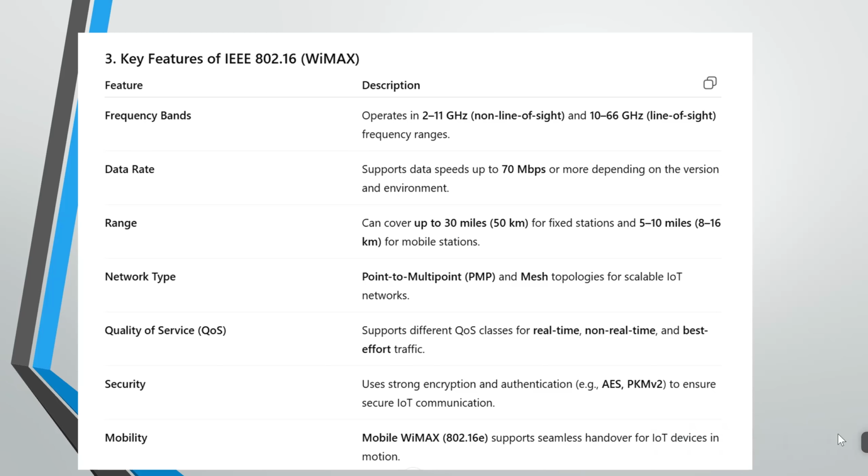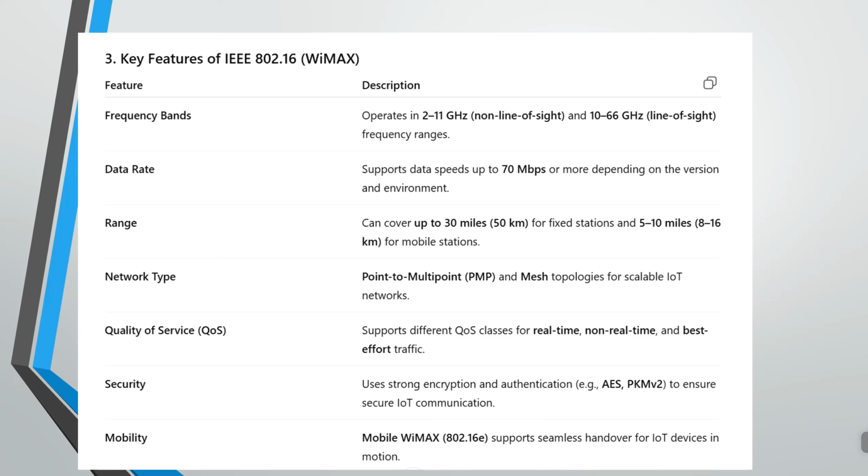Let us look into the key features of the WiMAX protocol. The frequency band ranges between 2 to 11 gigahertz and 10 to 66 gigahertz. 2 to 11 gigahertz is for non-line of sight, which is basically long-range IoT communication. Line of sight is short distance, wherein the device can be viewed by people, a feasible distance which could be seen, a few kilometers. But non-line of sight is a further distance communication, done through wireless.